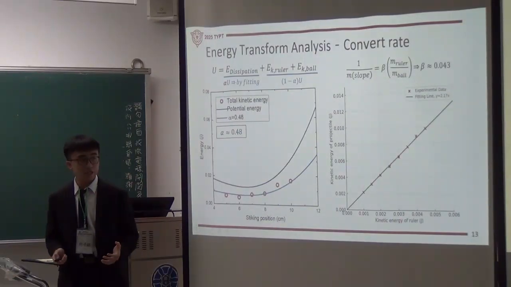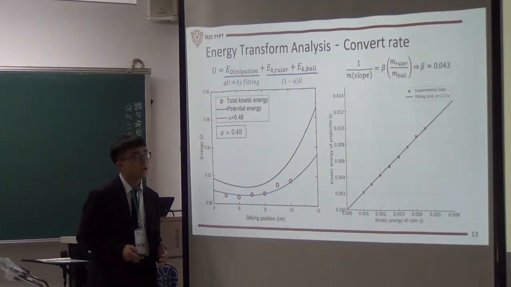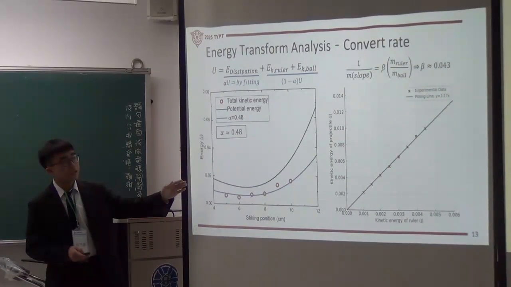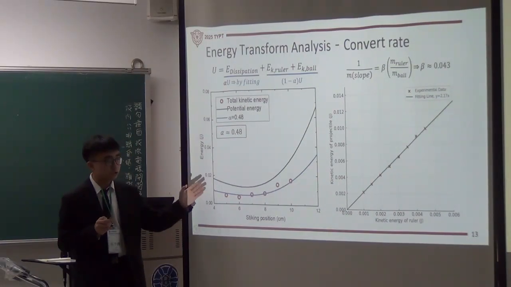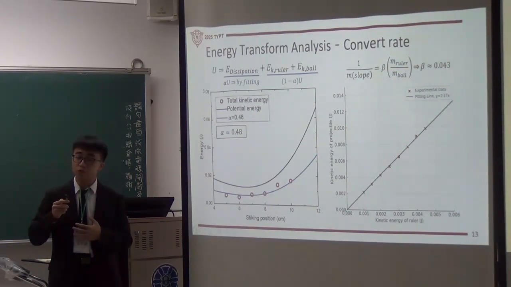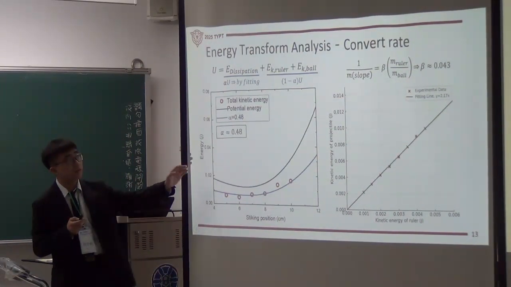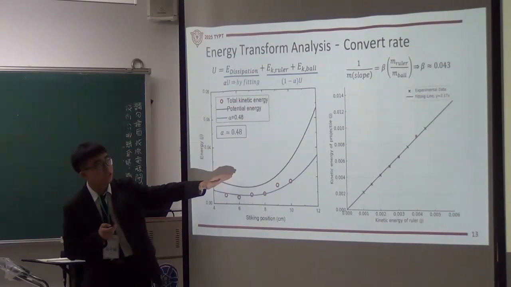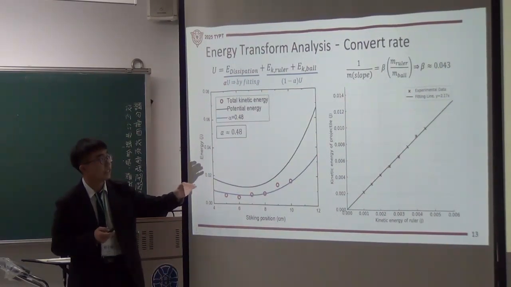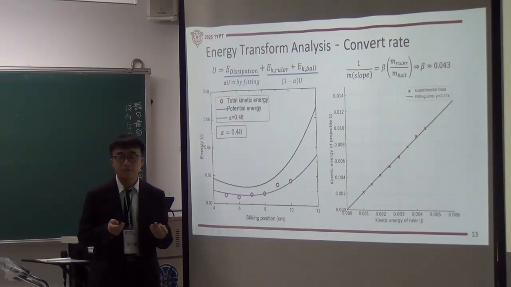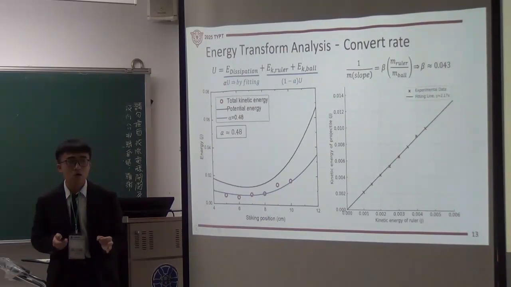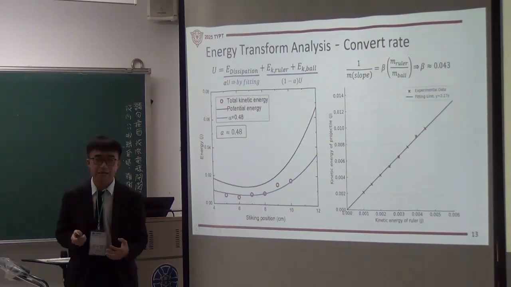And this is the fitting of the constants alpha and beta. As you can see, this chart indicates the total energy transform process. We can plot this chart based on our experimental data, which is how our theory predicts the potential energy transforming into real-life kinetic energy, which is the kinetic energy of the rulers plus the kinetic energy of the ball. So we can fit alpha to roughly equal 0.48.